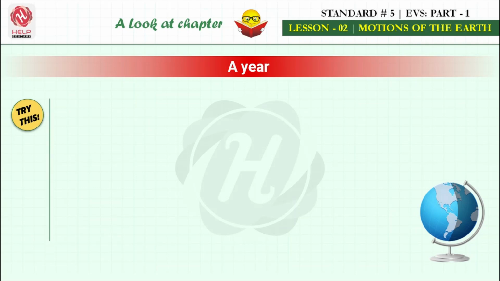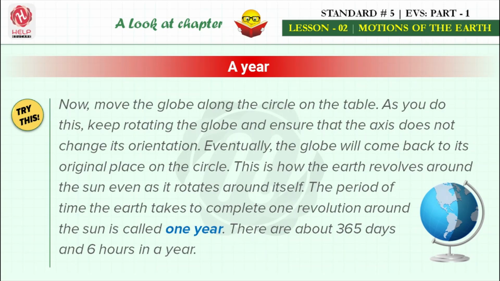Now, move the globe along the circle on the table. As you do this, keep rotating the globe, and ensure that the axis does not change its orientation. Eventually, the globe will come back to its original place on the circle. This is how the Earth revolves around the Sun, even as it rotates around itself. The period of time the Earth takes to complete one revolution around the Sun is called 1 year. There are about 365 days and 6 hours in a year.